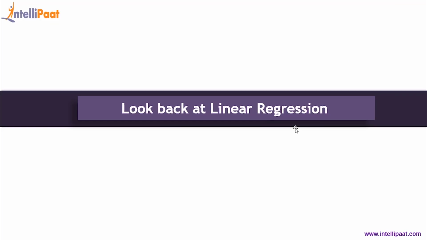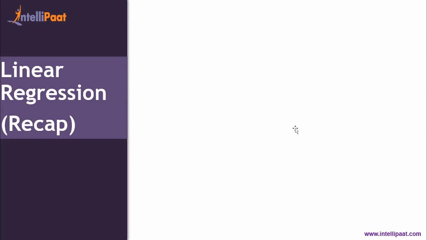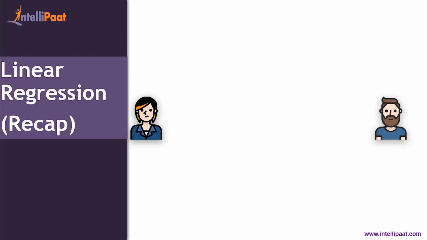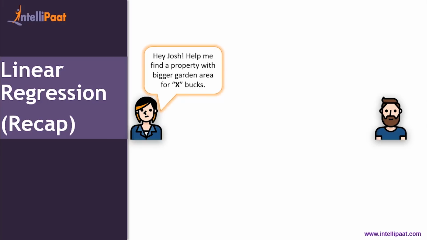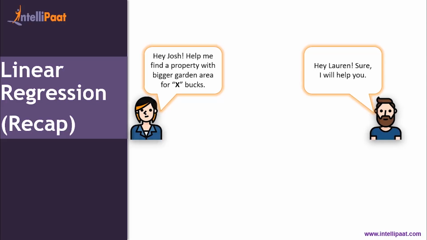Let me give you a quick recap of the linear regression concept, as we would be needing it in logistic regression. So let's start off the linear regression recap with this example. So this is Lauren. She's looking for a property to buy, but she's confused about how to start. So she goes to one of her friends, Josh, and asks him if he could help her find a property with a bigger garden area for X bucks. Our guy, Josh on the right, agrees to help her find a property, but he himself doesn't know how.